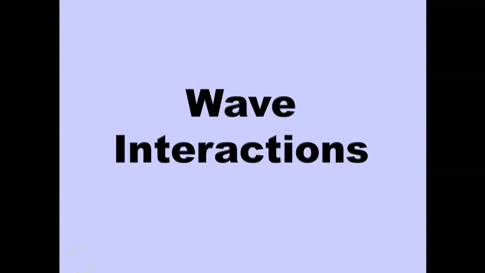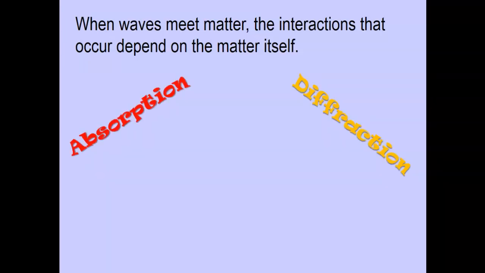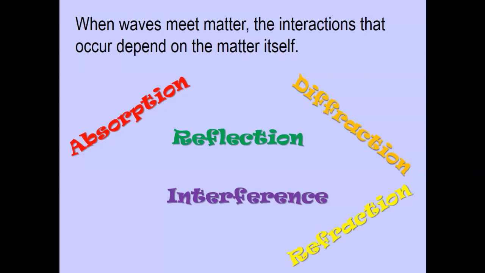This PowerPoint video will be covering wave interactions. When waves meet matter, the interactions that occur depend on the matter itself. Now, very quickly, we're going to be talking about absorption, diffraction, interference, even though interference is kind of an exception because interference can occur even in a vacuum, so it does not need matter in order to interact. Reflection, refraction, and finally transmission.